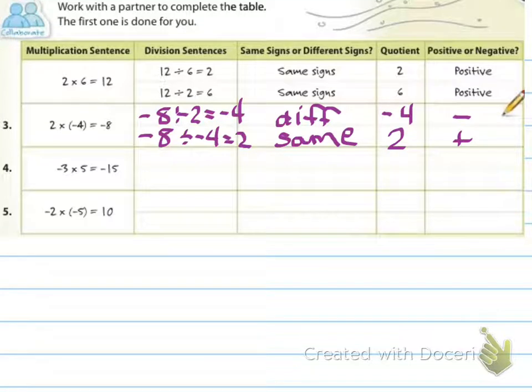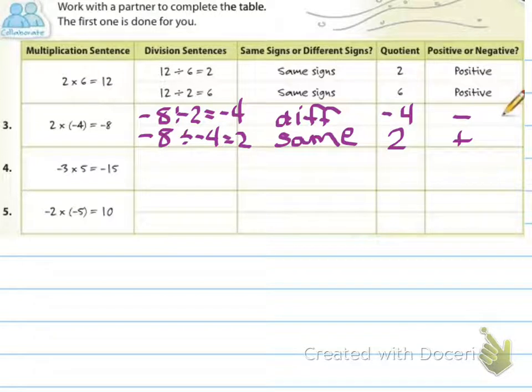So just to give you an example, looking at number 3, we've got 2 times a -4 equals a -8. And so to make that into a division sentence, I'm just going to work backwards. -8 divided by 2 equals -4, and -8 divided by -4 equals 2. And then whenever you move on, it says, are they same signs or different signs? Well, for this one, we've got a negative and a positive, so those are different signs. And then the quotient is -4.